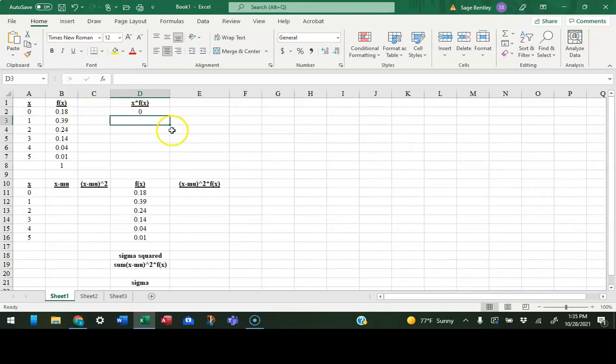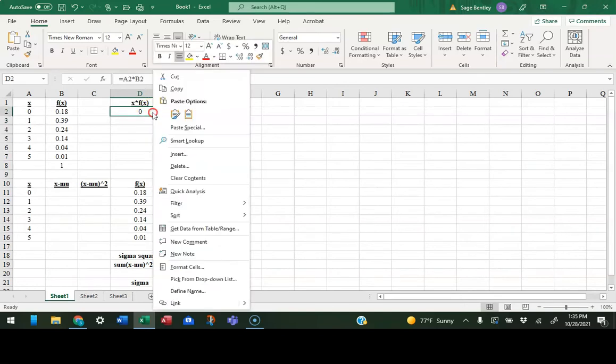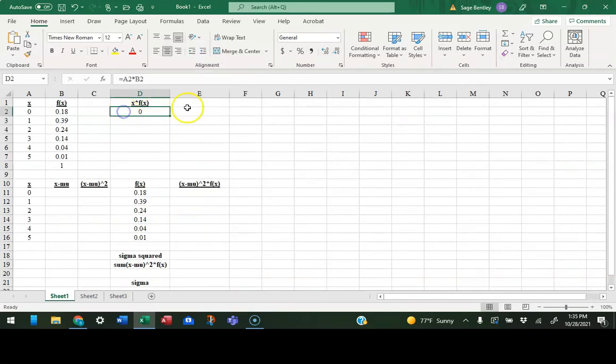Well, now here's a little fun thing. Do you see that little square right there? I'm going to come up here and drag this down, and it's going to copy that for me. So now I have taken this cell times this cell, put it here. This cell times this cell, put it here. So it's done it all for me. I don't have to sit here with a calculator and fumble around. Excel is doing all the work for me.